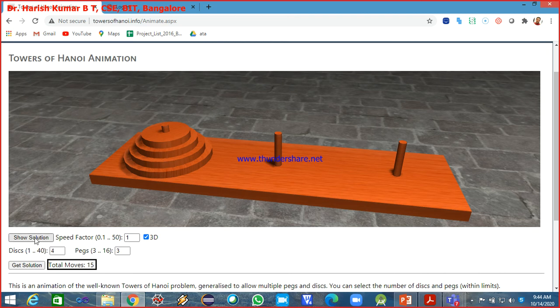I'm just running the solution now. See, first our intention is what? To shift this disk from here to here, first I have to shift these n minus 1, these 3 disks from here to here, using this as auxiliary. That is what happens. Observe now.